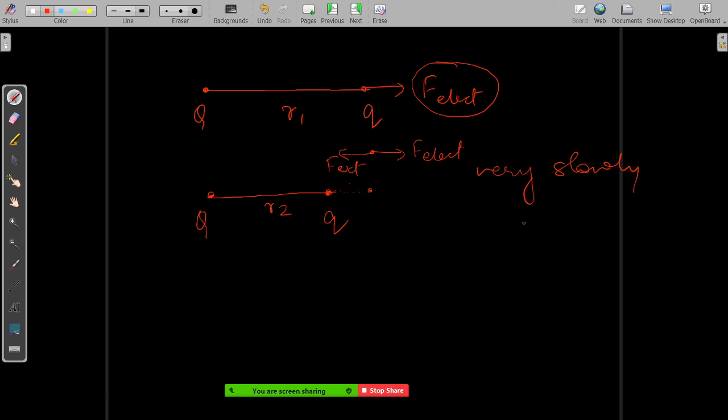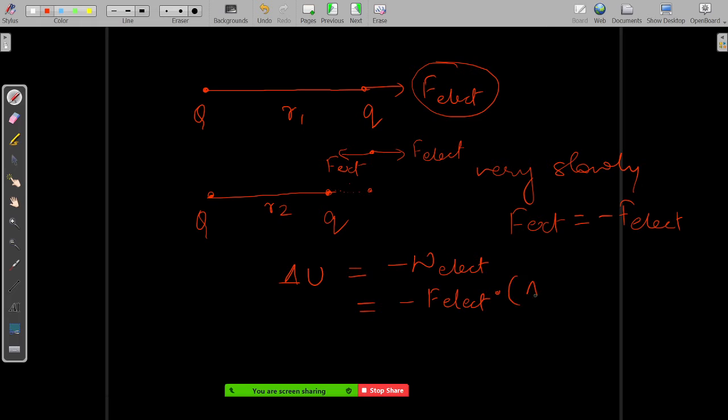So this very slowly means what? Your F external will be equal to minus of your electrostatic force. It will be equal and opposite force. So we are just moving it very slowly and changing the orientation from r1 to r2. So what we saw is the change in potential energy is equal to negative of the work done by your electrostatic force. This can be written as minus of electrostatic force into the displacement, into whatever the distance has changed.